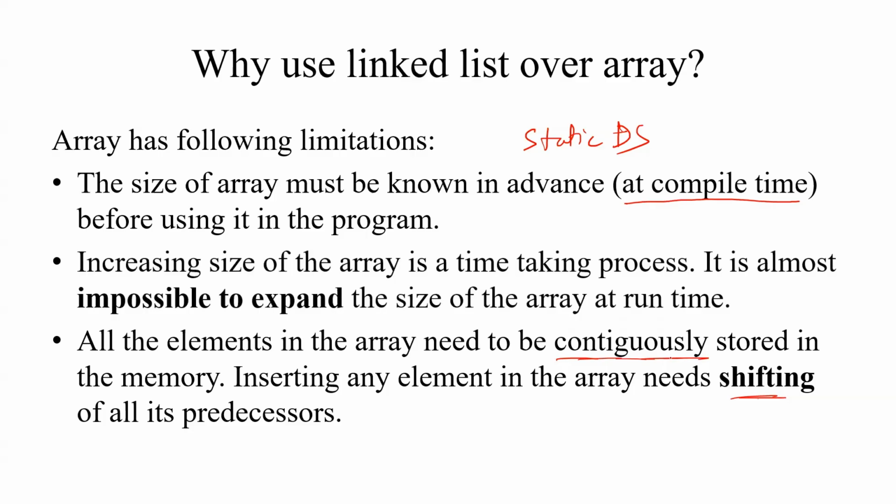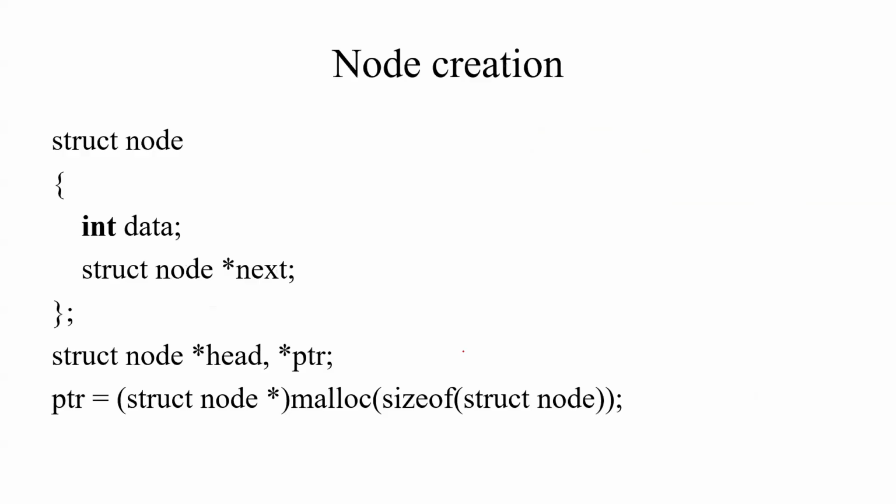Another thing, if we want to change the size of the array at runtime, we cannot do it. In the linked list, we can do it. We can even delete the memory and create the memory. In the C language, usually we do the memory allocation using the malloc function and calloc function.